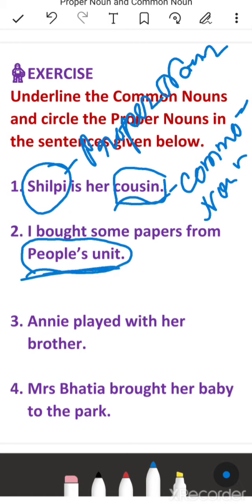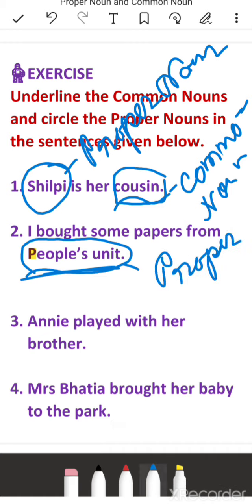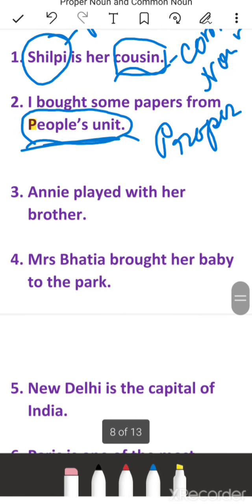And one more thing you can see: this P has started with what? This P has started with a capital letter, and we know that a proper noun always begins with a capital letter. Hence we can say that this is a proper noun. Got it?